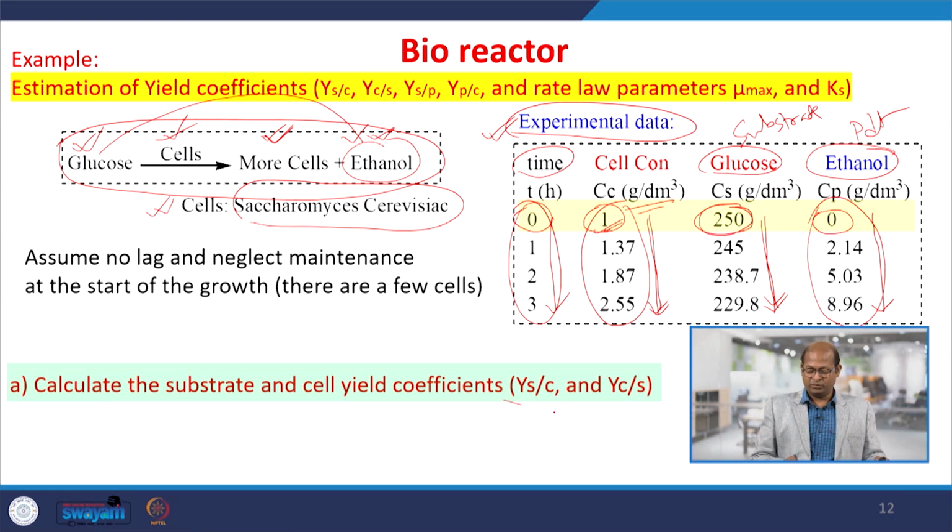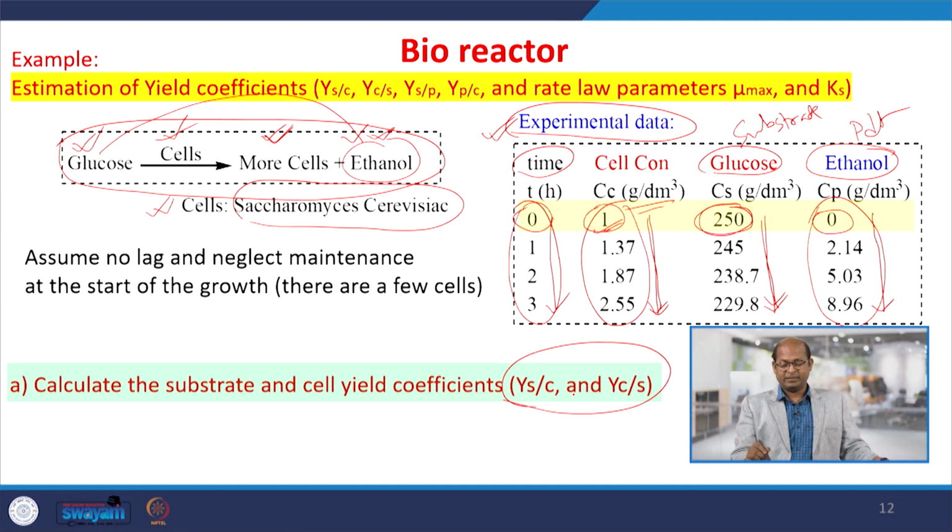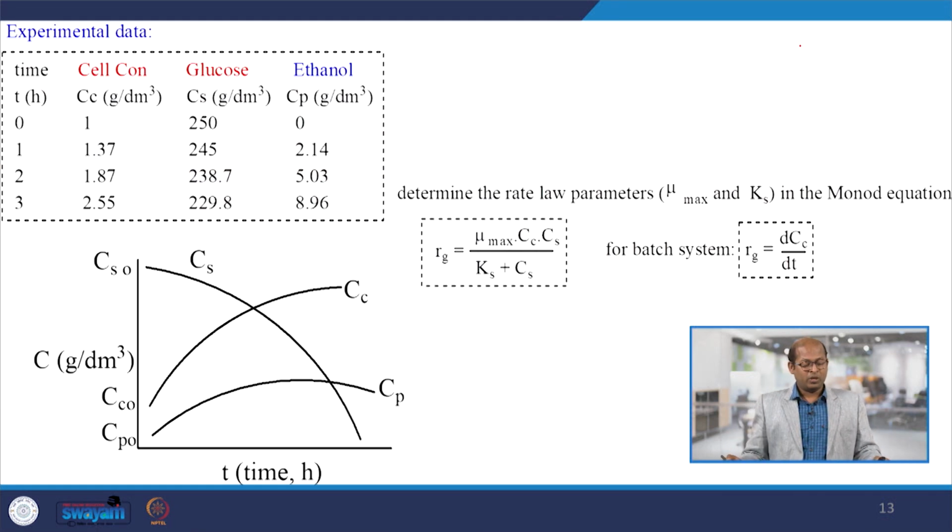Now, we have to find the yield coefficients and the rate law parameters. How can we do that? Here, these are the equations we have to use. This is the rate equation, the rate of formation of the cells per unit time, the Monod equation. For a batch process, the rate of formation of the cells, rg, equals dCc by dt. That is how you can write it.